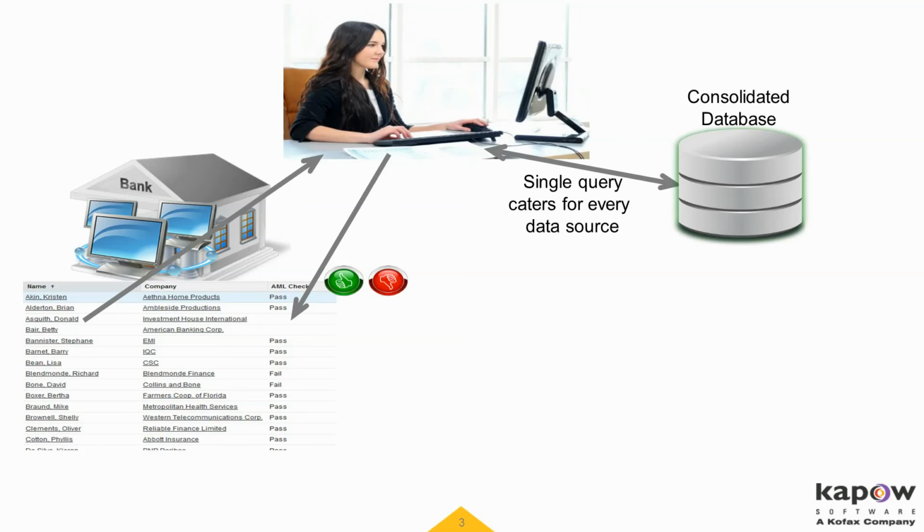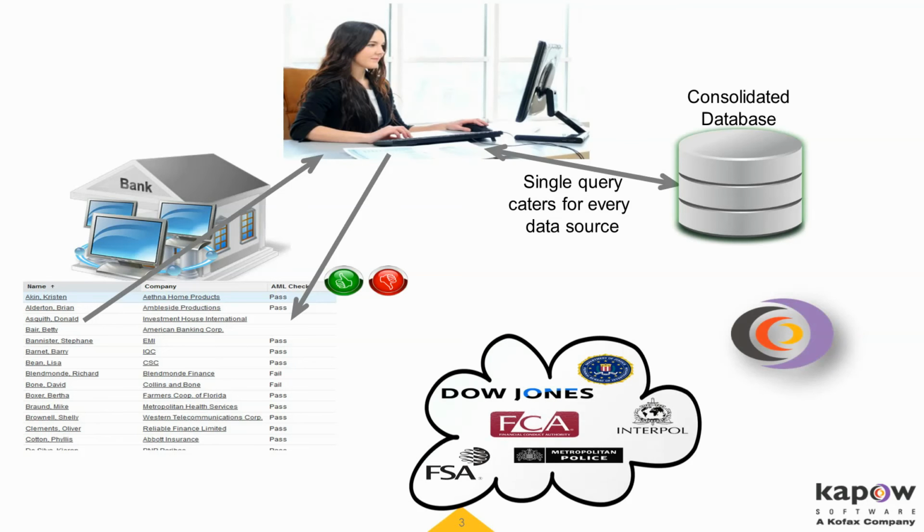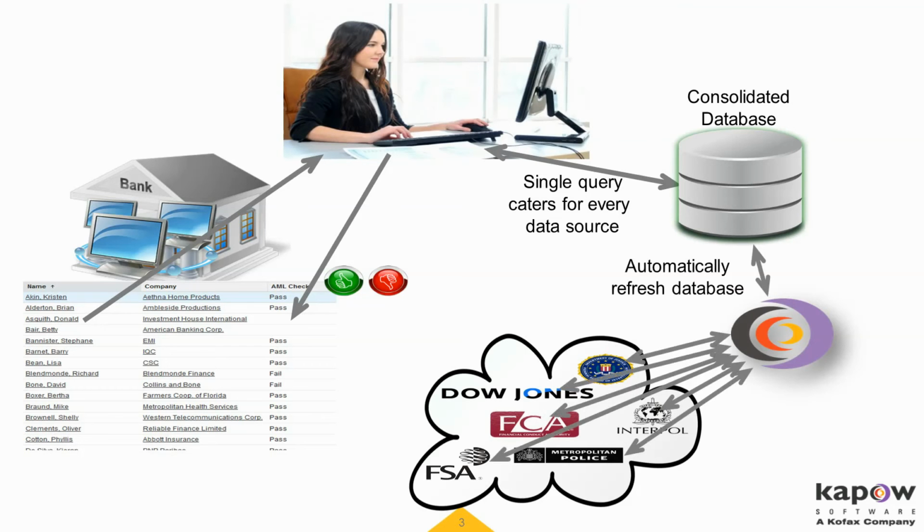And this is where Kapow fits into the whole picture. Kapow sits between the consolidated database and the external data sources, and Kapow can be used to automatically extract the information from these sites, structure it as necessary, and store it in this consolidated database. So that's really what I'm going to show you now. I'm going to show you how you actually achieve that with Kapow.